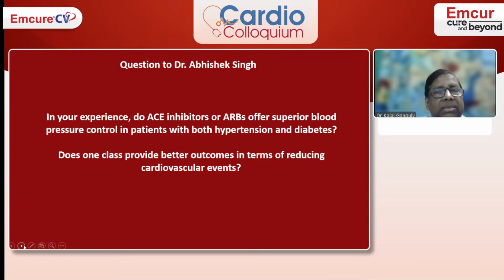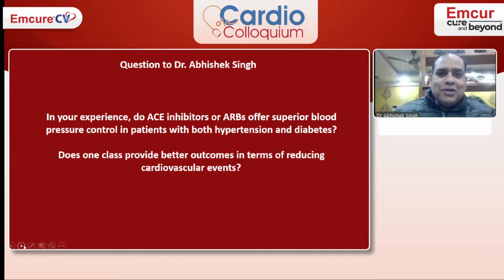Dr. Abhishek, in your experience, do ACE inhibitors or ARBs offer superior blood pressure control in patients with both hypertension and diabetes? Does one class provide better outcomes in terms of reducing cardiovascular events? The answer for the second part of the question is much clearer, and it's a bit dicey in the first part. Regarding the potency of the antihypertensive, ARBs are usually more potent as compared to ACE inhibitors in reducing blood pressure. So if we talk only about superior blood pressure control, ARB is the preferred choice, especially in diabetics also.